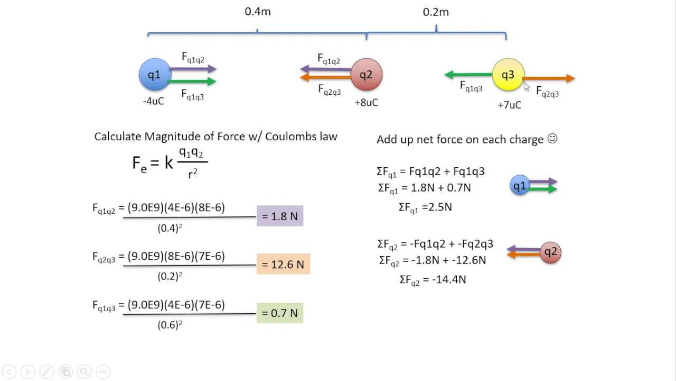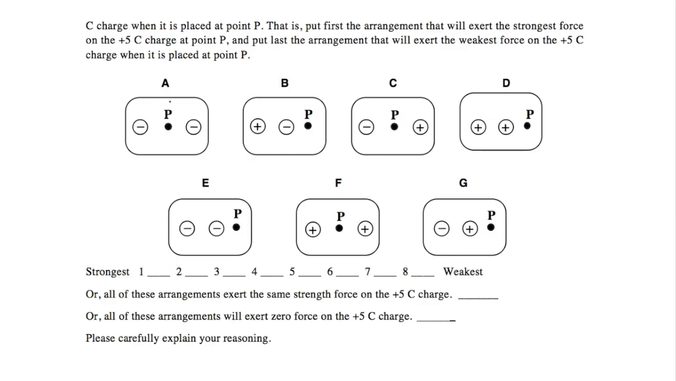Lastly, we have Q3, one force to the right, one force to the left. So the positive force is going to be F Q2, Q3, and the negative force is F Q1, Q3. Go ahead and add those together, and our net force should be 11.9 newtons. All right, so if we take a look at this problem here, this is our last one.